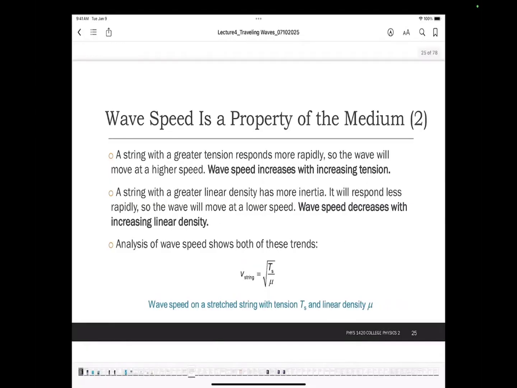The velocity of the string equals the square root of T over mu. This is the tension of the string, and this is the linear density. So if the tension increases, the velocity also increases. If the linear density increases, the velocity will decrease. Does it make sense to you? This is the wave speed on a stretched string with tension T and linear density mu. Okay, let's continue.